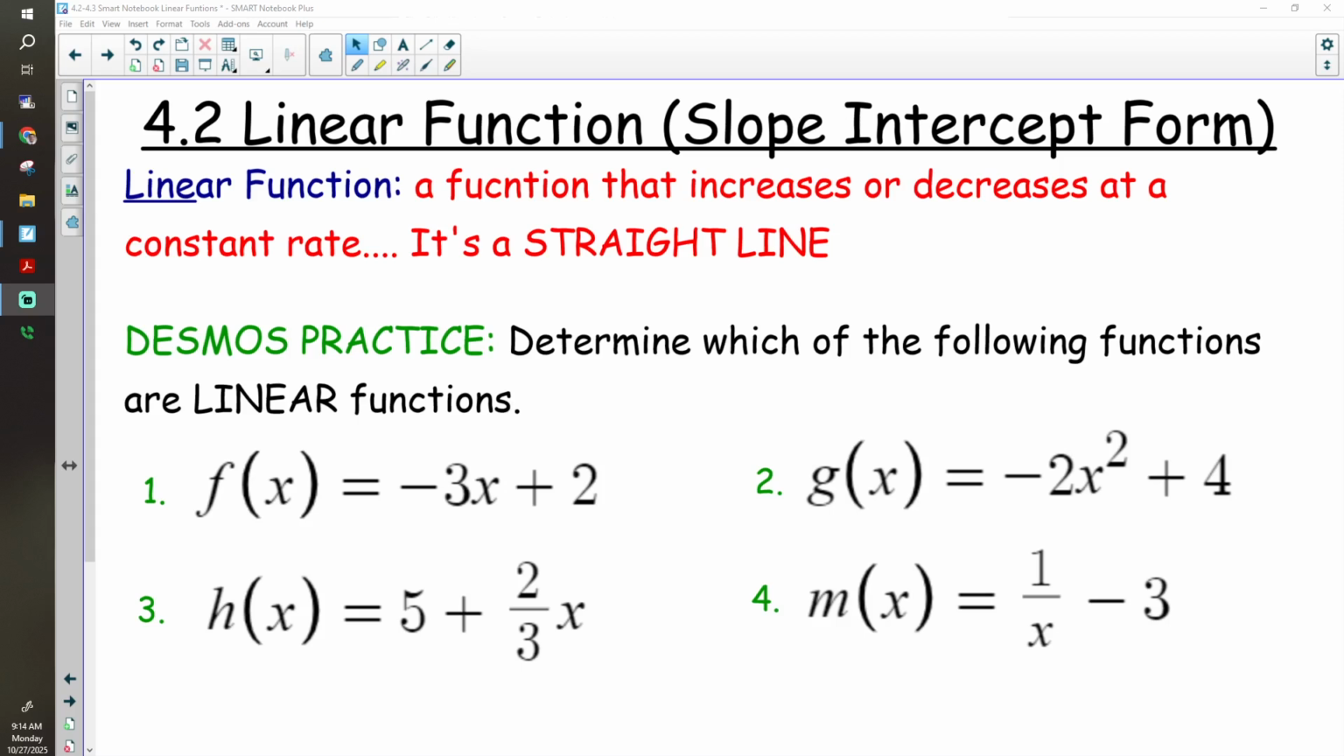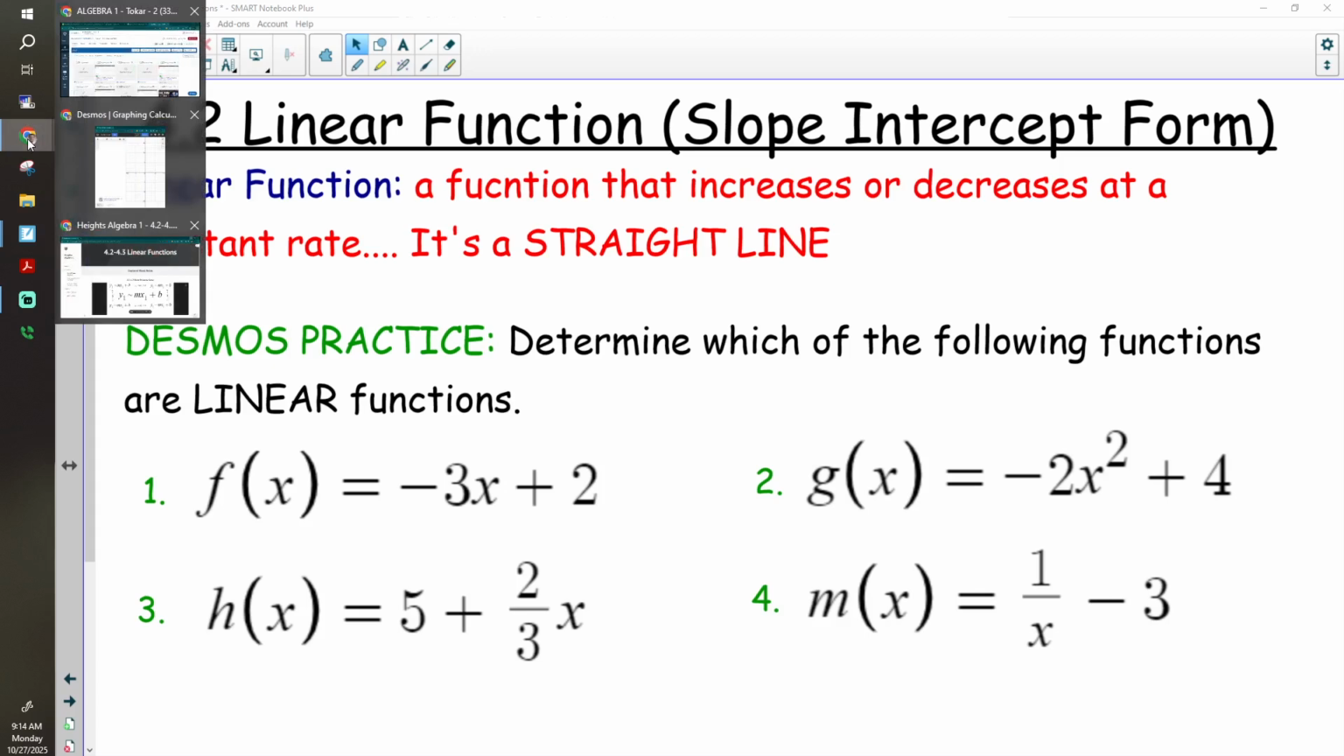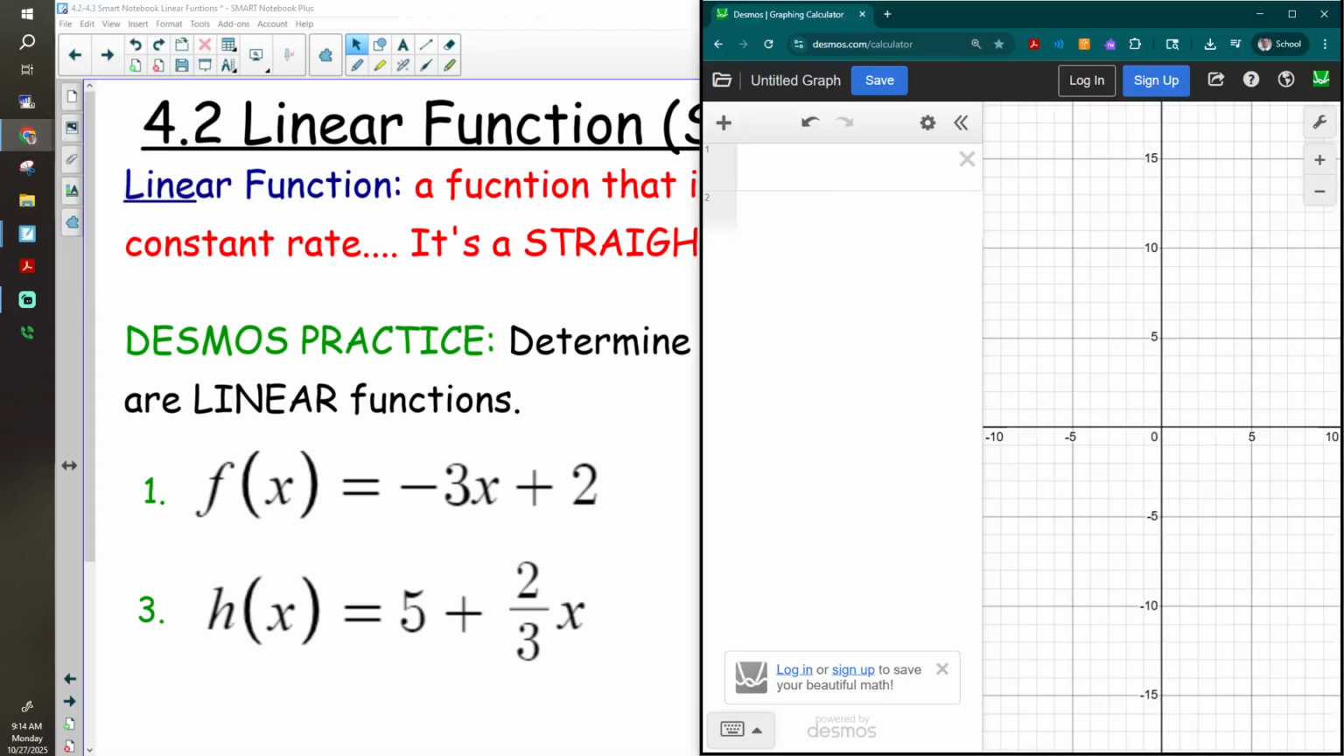We are going to figure out which of these four are straight lines. Open up Desmos, if you have not already, and we are going to type in our four functions to see which of them are straight lines. Number 1. Pull up Desmos. Who knows your computer? And let's type it in.